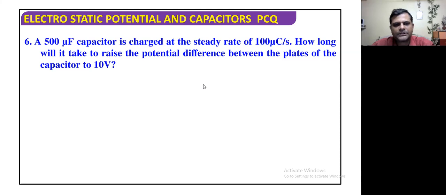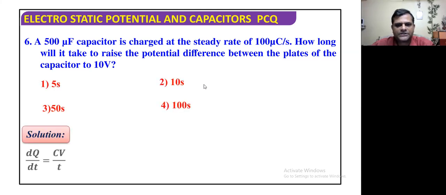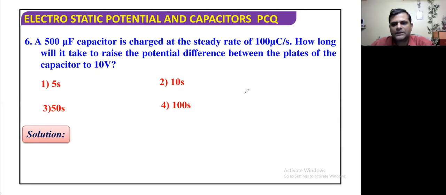It's also very simple. A 500 microfarad capacitor is charged at a steady rate of 100 microcoulomb per second. Okay, we are charging a capacitor, and its rate is given. How long will it take to raise the potential difference between the plates of the capacitor to 10 volts? So we have to find how much time it takes for the potential difference to become 10 volts. Now look, rate multiplied by time gives us the charge, right? So, the rate at which this capacitor is being charged, we will call dq by dt.